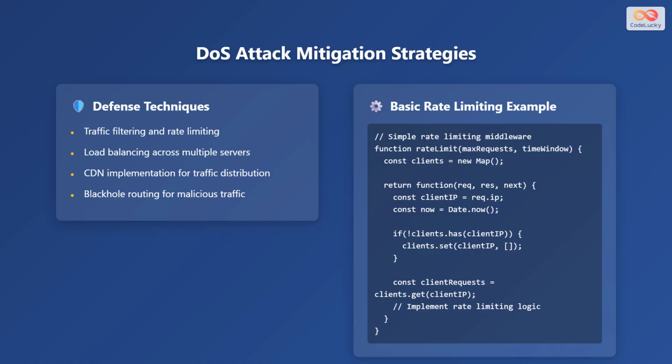Here is a basic rate limiting middleware example. The function rateLimit takes maxRequests and timeWindow as parameters. It returns a function that takes a request, a response, and next as parameters. Inside this function, a new map called clients is defined. The function returns another function that defines clientIP as request.ip, and now as Date.now. If the client IP does not exist in clients, then the client IP is added to the clients. The client requests are extracted from the clients. Then rate limiting logic is implemented.